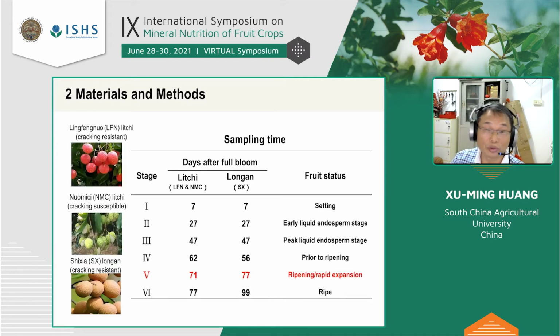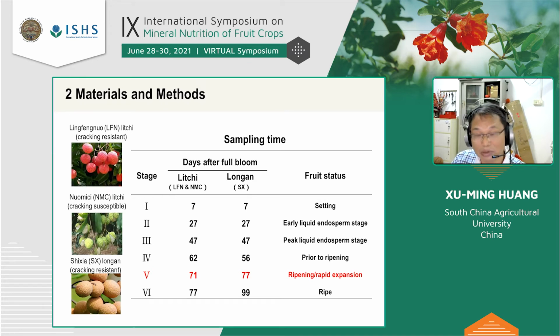Here are the materials we used. First, we used two cultivars of litchi. One of them, Nuomici, is cracking resistant with high ability of calcium uptake in the fruit. The second, Huaizhi, is cracking susceptible with weak ability of calcium uptake. And the third one is Xu-Ming Huang, which is also cracking resistant.